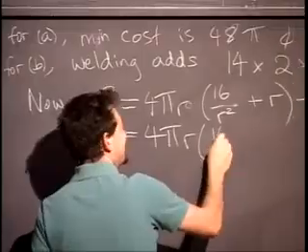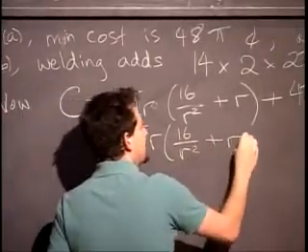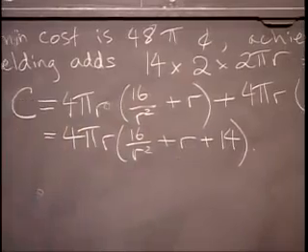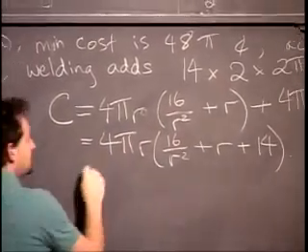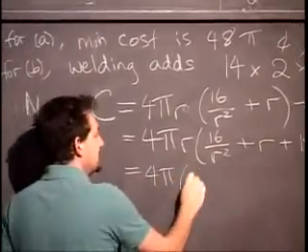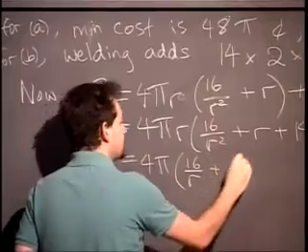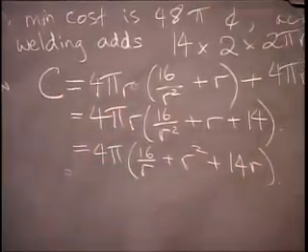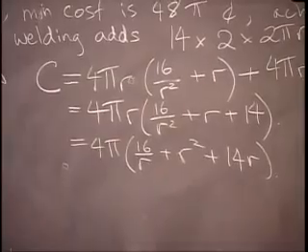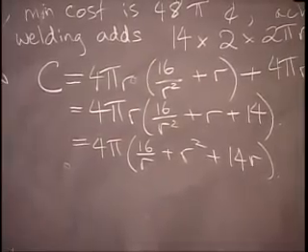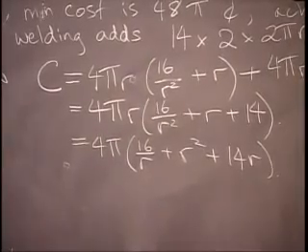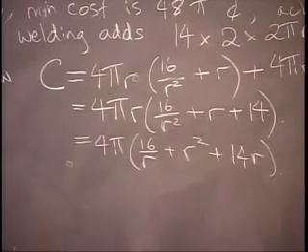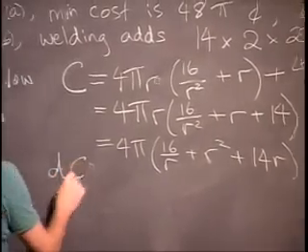It's just 16 over r squared plus r plus 14. Or if we expand this out, we get 4 pi times 16 over r plus r squared plus 14r. Okay, so I don't propose to redo the whole problem. R is still between 0 and infinity, and the cost still blows up at those extremes, but now we just have this extra term. So let's just differentiate this.